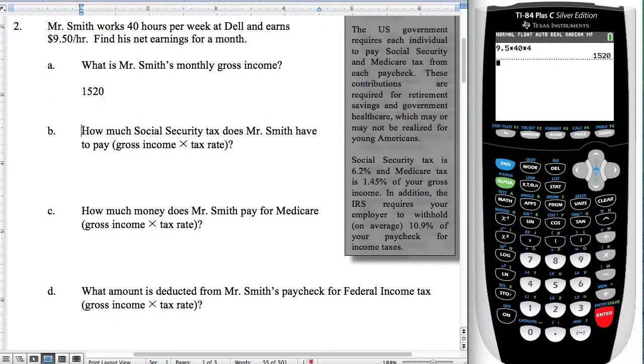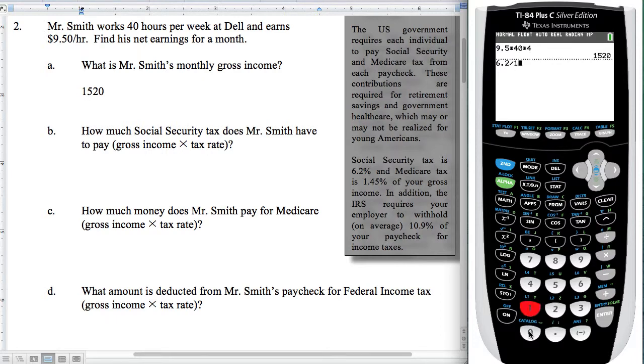Now we want to know how much Social Security tax Mr. Smith has to pay. So we're going to take his gross income times his tax rate. Well, remember, the tax rate for Social Security is 6.2%. Now, if you don't know what 6.2% is as a decimal, you can just divide that by 100, and that gets you 0.062.